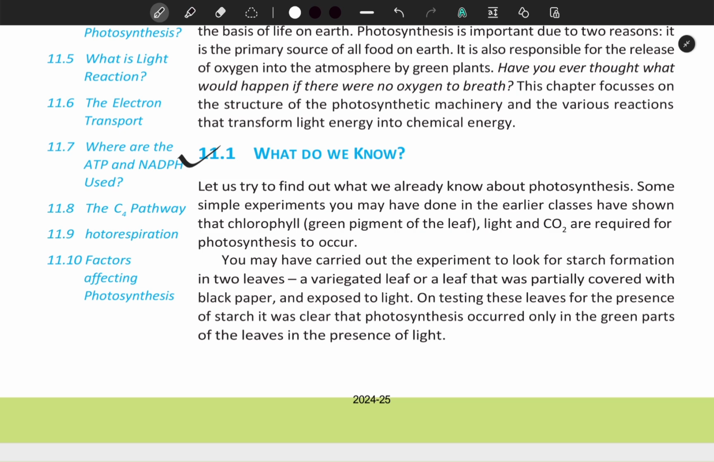11.1 What do we know? Let us try to find out. We already know about photosynthesis. Some simple experiments you have done in earlier classes have shown that chlorophyll, the green pigment of the leaf, light and CO2 are required for photosynthesis to occur. You may have carried out the experiment to look for starch formation in two leaves, a variegated leaf or a leaf that was partially covered with black paper and exposed to light. On testing these leaves for the presence of starch, it was clear that photosynthesis occurred only in the green parts of the leaves in the presence of light.